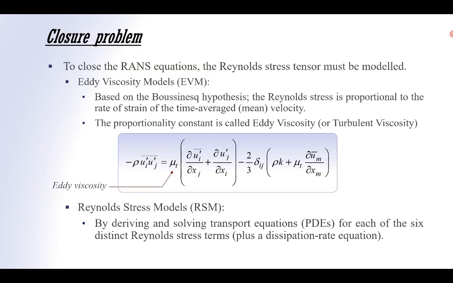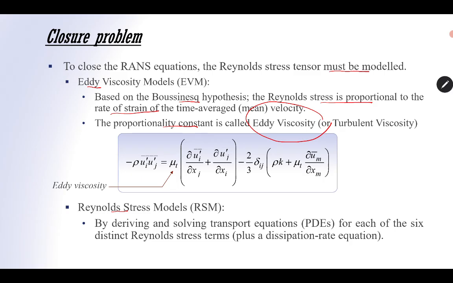For the closure problem from the Reynolds stress tensor, we can model it using two models, which are the eddy viscosity model and the Reynolds stress model. The eddy viscosity model is based on the Boussinesq hypothesis. Reynolds stress is proportional to the rate of strain of the time average, and its proportionality constant is called the eddy viscosity.